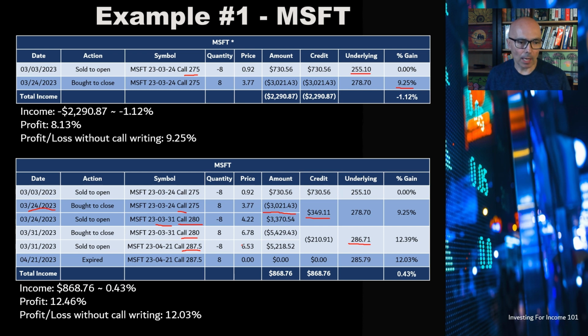And at this time, I was not able to get a credit for the trade, but I had to pay a little bit to get the roll. Thankfully, on the 21st of April, remember my call was at 287 and a half, and Microsoft on that day closed below 286, so the call was out of the money and expired worthless.